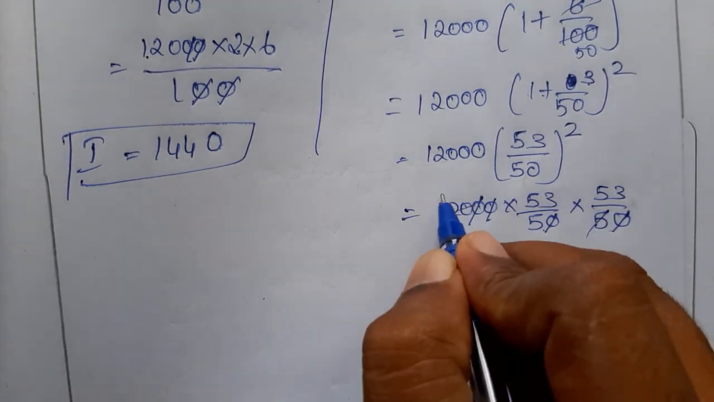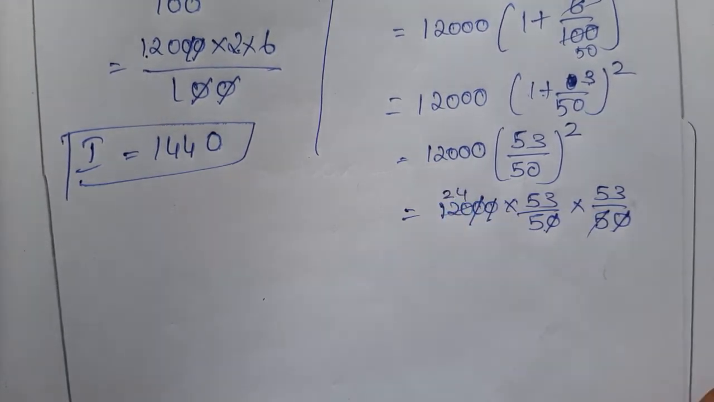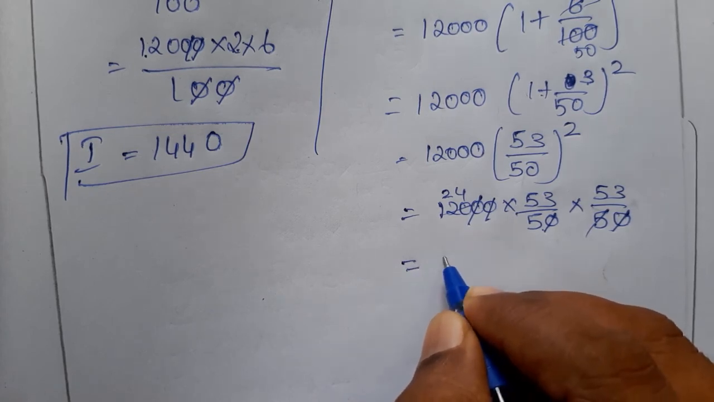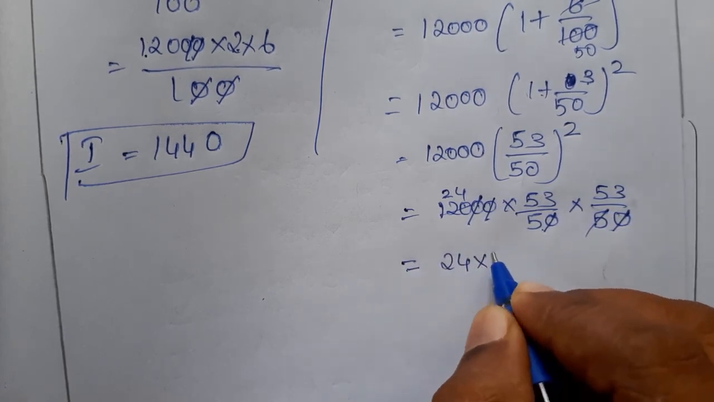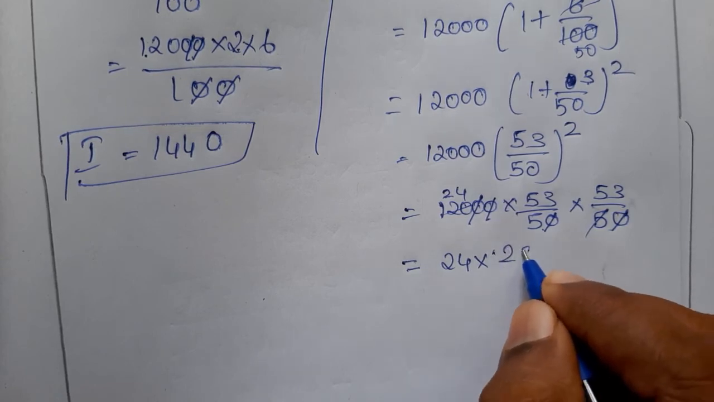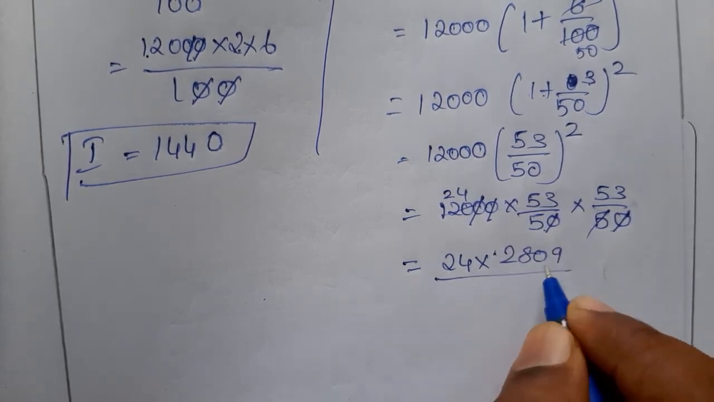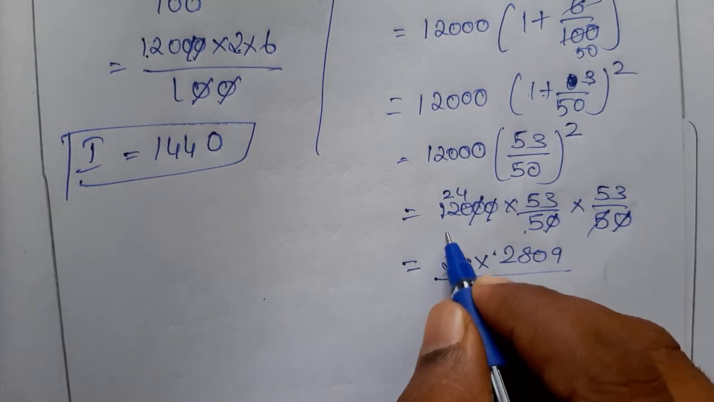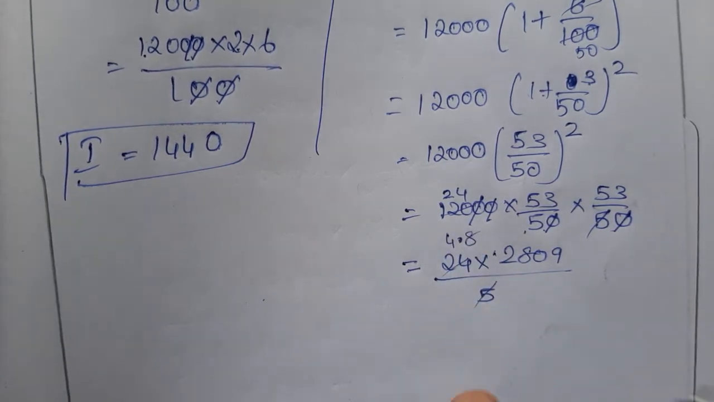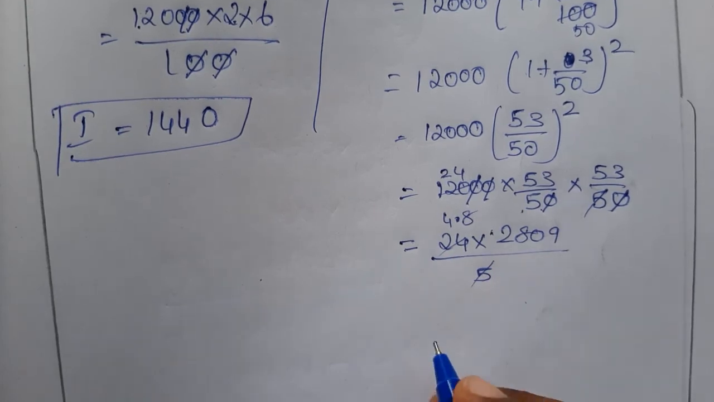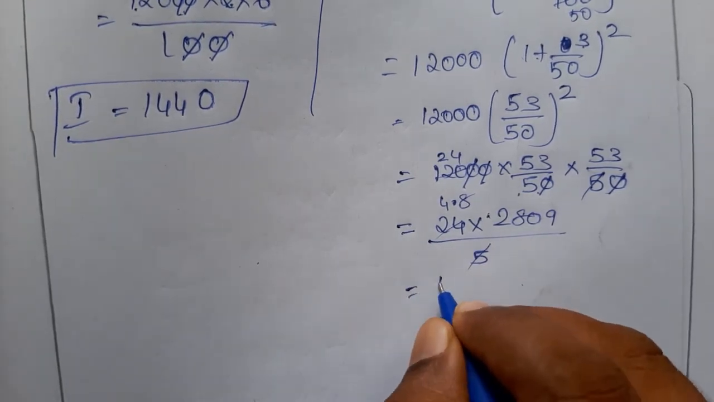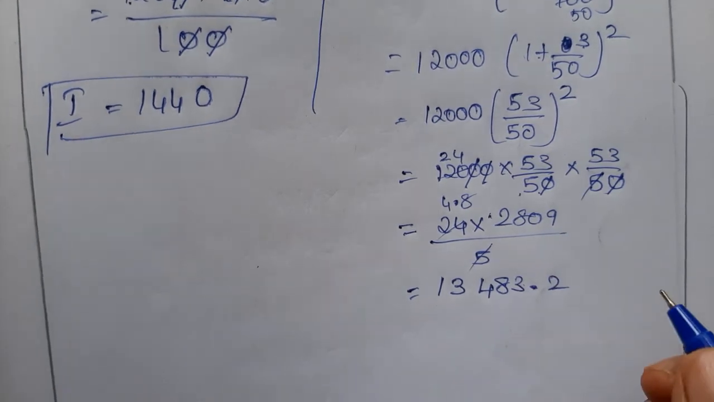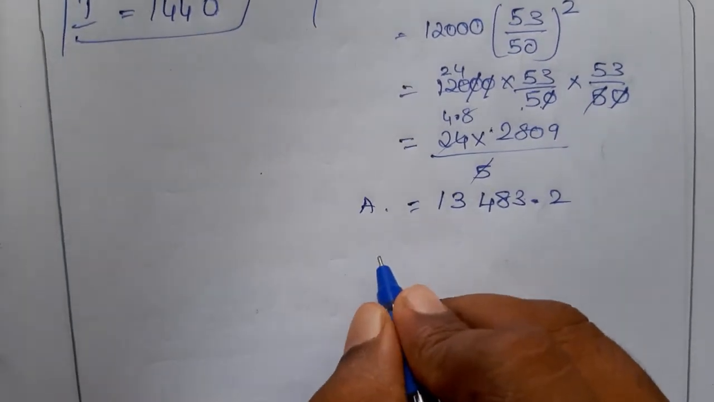5 is 120 is 424. So we'll be getting it as 24 into 53 square is 2809 divided by this 5 will be there, and 5 and 24 can be cancelled for 4.8. So just we have to multiply 4.8 into 2809. We will be getting 13,483.20. So this is the amount, but we need the interest, right?